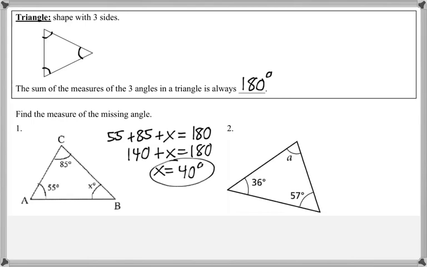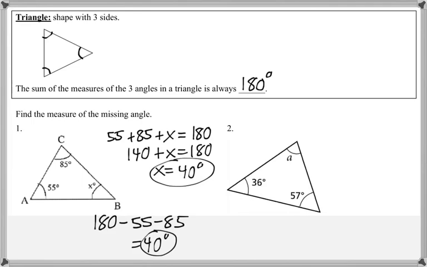So that's one way to do it. The other way is to take 180 and subtract the two given angles. So if we just subtract 55 and subtract 85, 180 minus 55 minus 85, we get the same thing. So either way is okay.